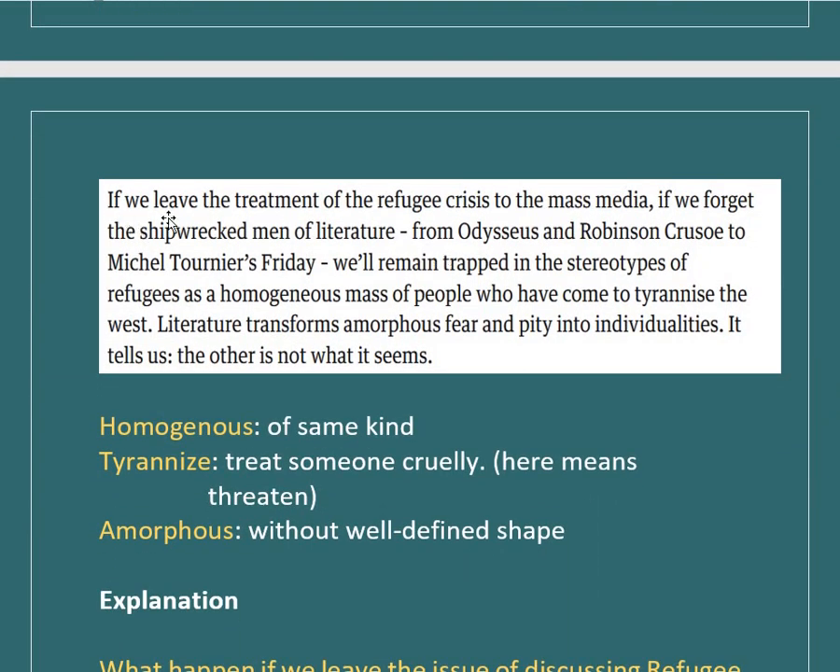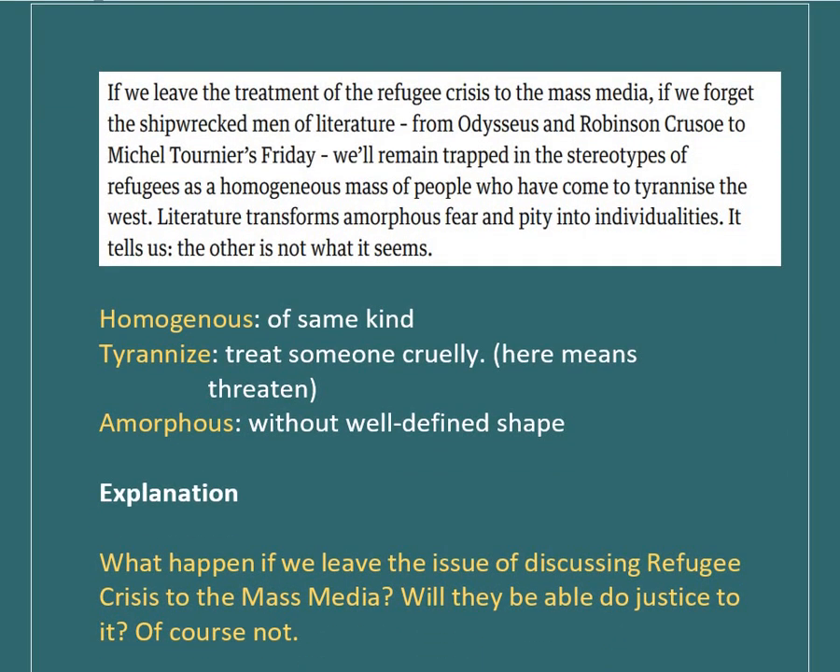So the last para: if we leave the treatment of the refugee crisis to mass media, if we forget the shipwrecked men of literature, from Odysseus and Robinson Crusoe to Michel Tournier's Friday, we remain trapped in the stereotypes of refugees as a homogeneous mass of people who have come to tyrannize the West. See, if we allow the mass media to describe the refugee crisis, we won't get such a perspective which is given to us by literature. Mass media means television, news, all those things.